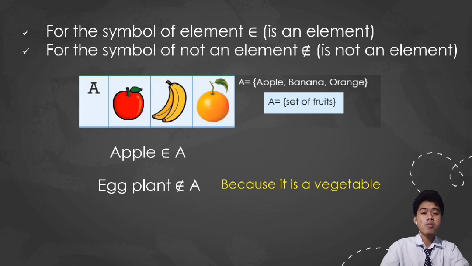Banana is an element of set A. Orange is an element of set A. However, eggplant is not an element of set A. Bakit? Kasi eggplant is vegetable. It is not fruit. So, hindi siya naka-categorize sa set of fruits. Naka-categorize siya sa set of vegetable. So, hindi siya element ng set A.